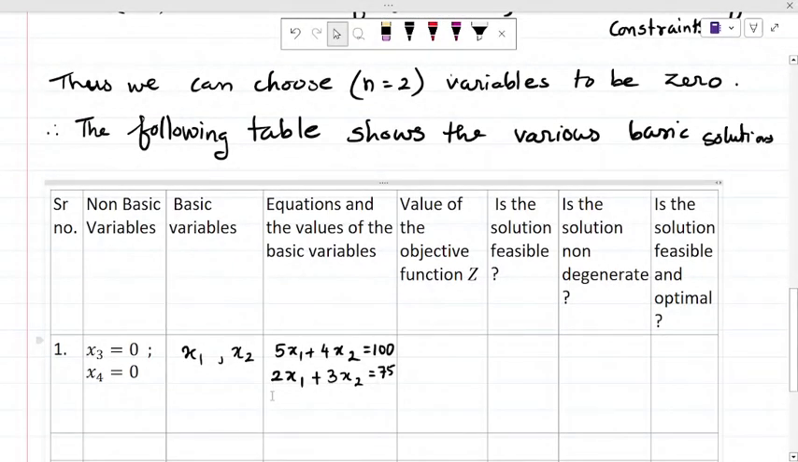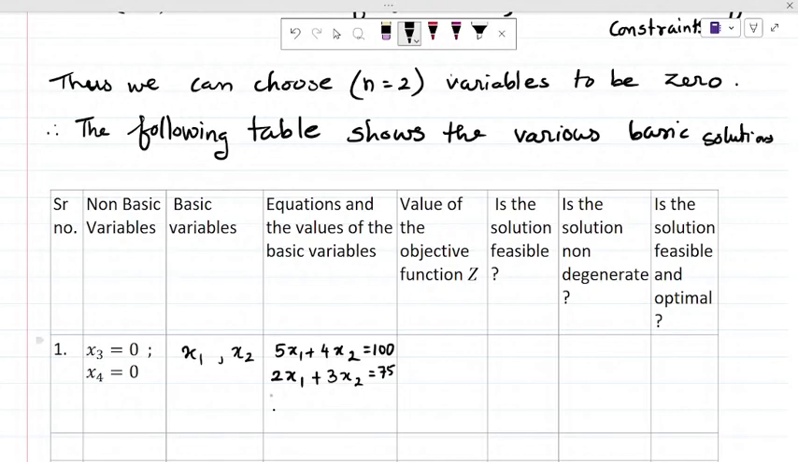Now we will need to do the solving for this. So when we do the solving of this simultaneous equation, we will get the value for x1 as 0, and here x2 value we get as 25.